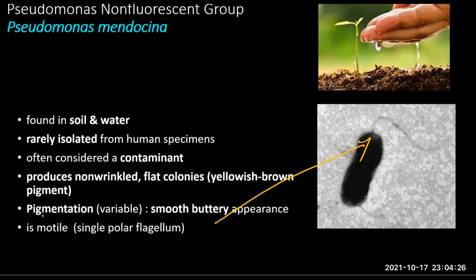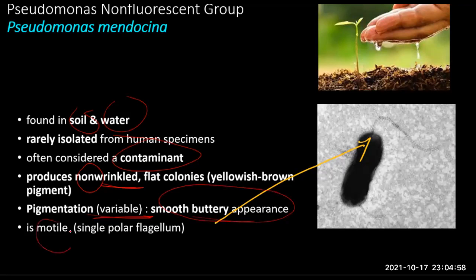We can find this one in soil and water. It is rarely isolated from human specimens, often considered a contaminant in the lab. In contrast, this one does not produce wrinkled but rather non-wrinkled flat colonies, which are yellowish-brown in pigment. However, pigmentation is variable, but if pigmentation is produced, it has a smooth, buttery appearance. This one is motile because it has a single polar flagellum.